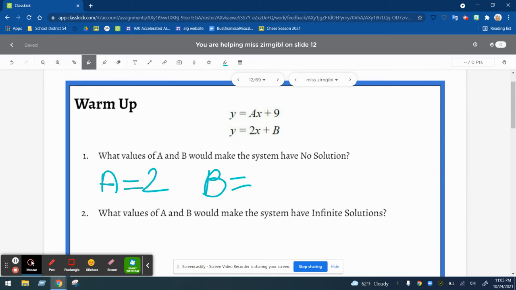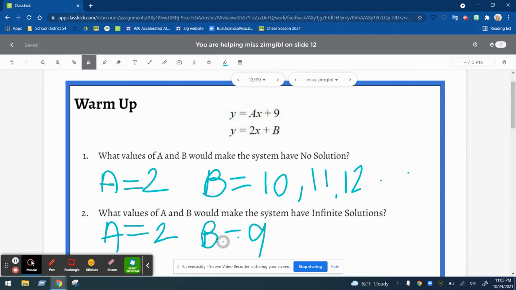The y-intercepts, however, have to be different. So anything except for 9. So we could say 10, 11, 12, etc. To have infinite solutions, the lines have to be exactly the same. So your slope would also be 2, but your y-intercept would also be 9. So now I just have the exact same equation. They would graph directly on top of each other.